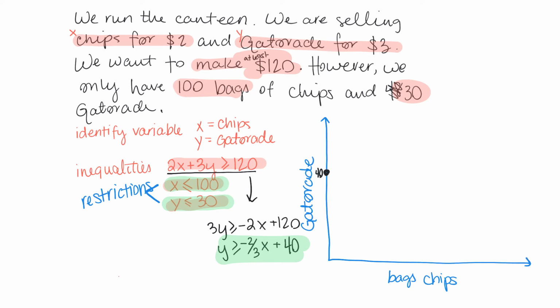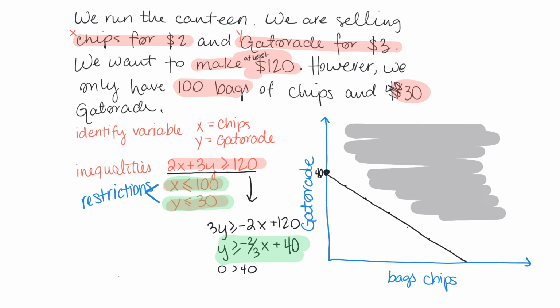I'm going to go down 2 over 3, down 2 over 3, down 2 over 3, and so forth and so forth. I should really get myself a real graph. This is a solid line. Okay, I'm going to do my test point. So 0 is greater than 40. Is 0 greater than 40? No. So I'm going to shade above.